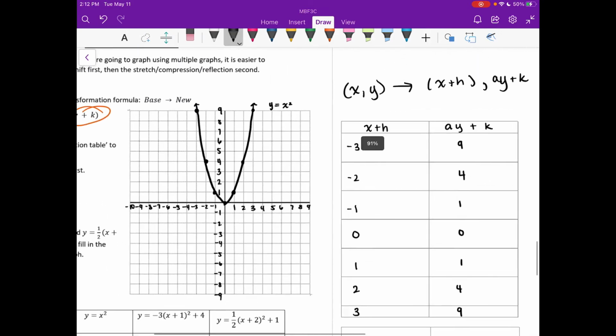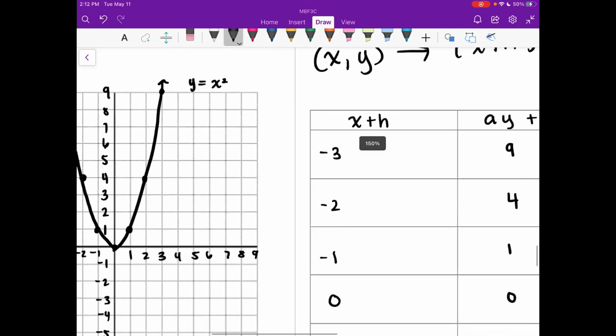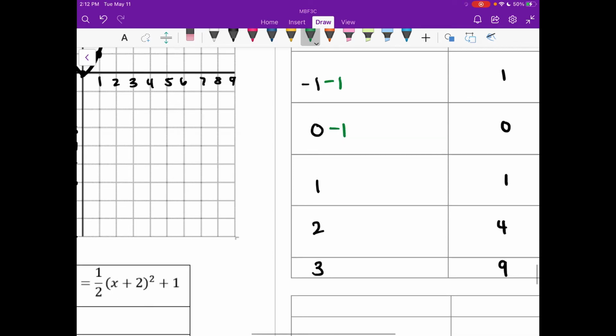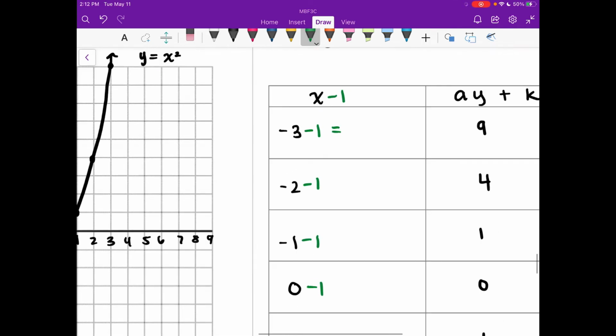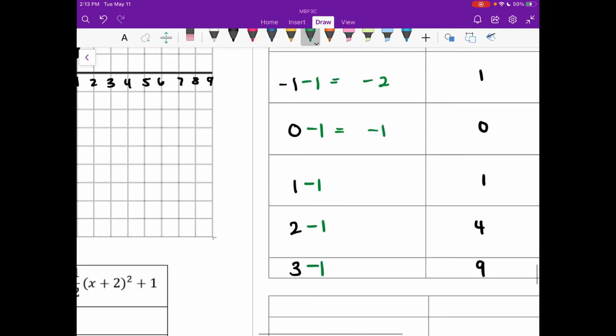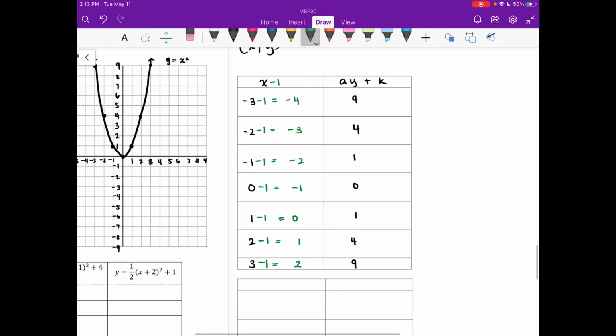Okay? Now, let's go find out what my h was. It was -1. So I'm going to do x plus -1, which is going to be -1. Which means for all of these x's, I'm going to do -1, -1, -1, -1, -1, -1, -1. Okay, let's do that math. -3 minus 1, -4, -2 minus 1, -3, -2, 0 minus 1, -1, 1 minus 1, 0, 2 minus 1, 1, 3 minus 1, 2. Those are my new x values.